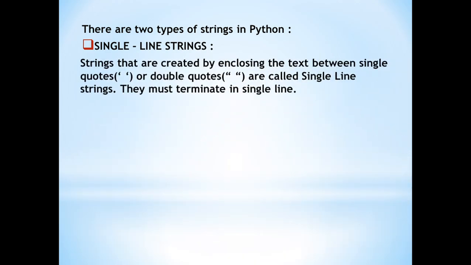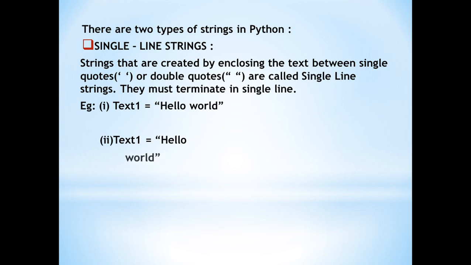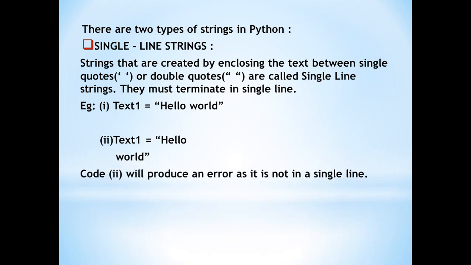There are two types of strings in Python. The first one is the single line string. Single line strings are created in Python by enclosing the text between single quotes or double quotes. But the condition is they must terminate in a single line. See this example, text 1 is equal to hello world. This is valid. But in this second example, the text is written in two different lines, so the second example will produce an error.